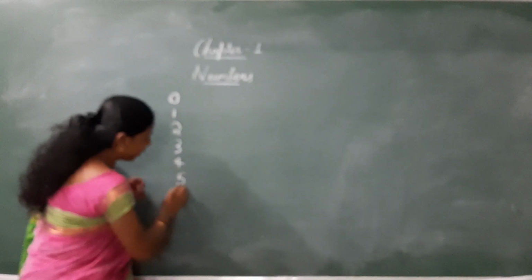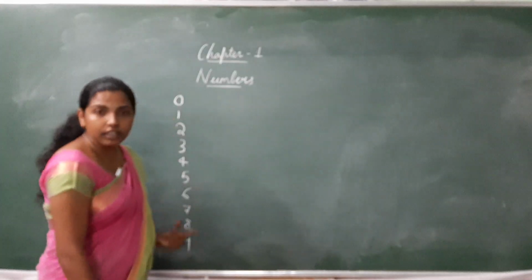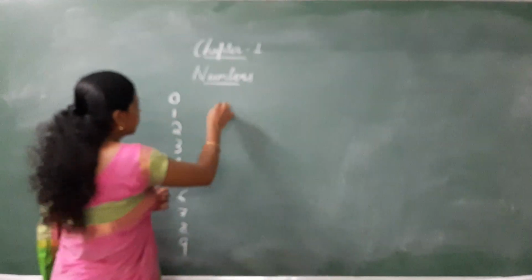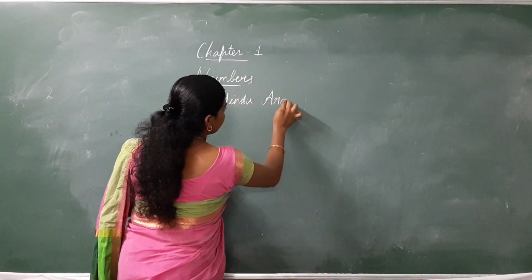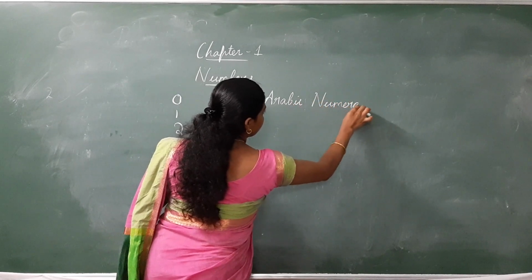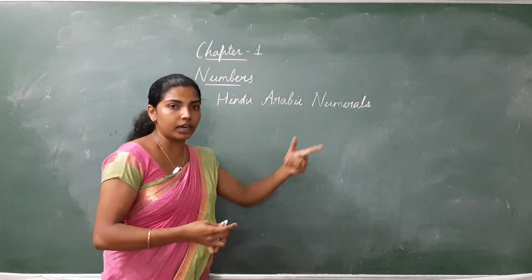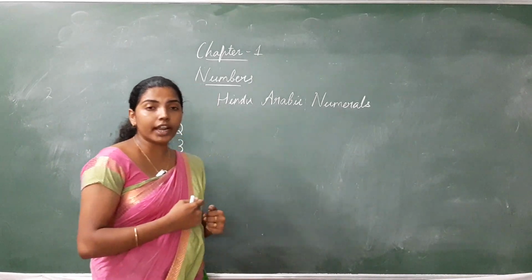The digits 0, 1, 2, 3, 4, 5, 6, 7, 8 and 9. These digits from 0 to 9 are called Hindu Arabic numerals. These digits are used worldwide, so they are also known as international numerals.